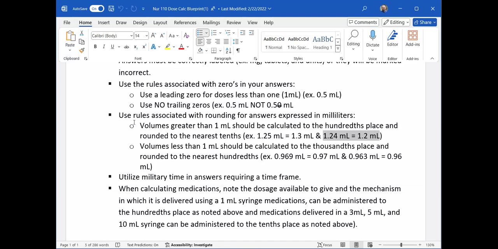So if you have a question that says I have 1,275 micrograms, and I want to convert that to milligrams, when you do that conversion, your answer comes out to 1.275 milligrams. That's your answer. Don't round it to the nearest tenth. Don't round it to the nearest hundredth. Leave it as 1.275.